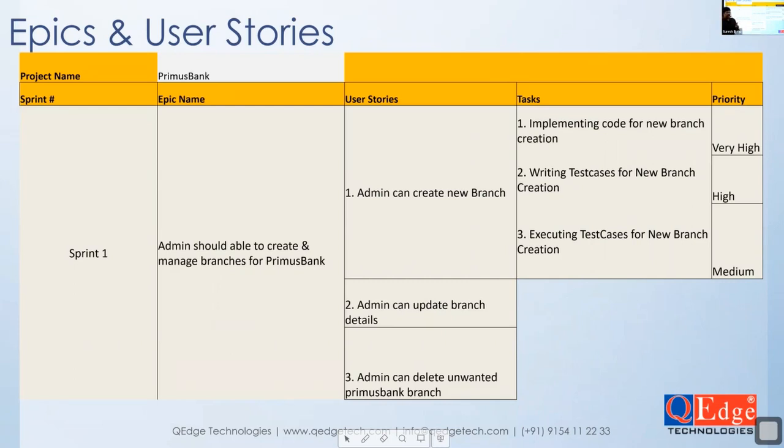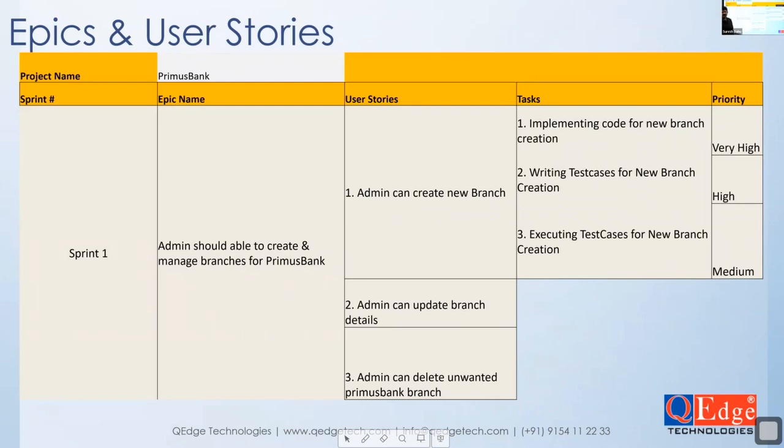One major business requirement planned to implement in the next 1 week. What is that major business requirement planned to implement in the Primus Bank application? Admin should be able to create and manage branches of the Primus Bank. That is one major requirement. Such major requirements are called epics. This is one example of an epic in the Primus Bank application.